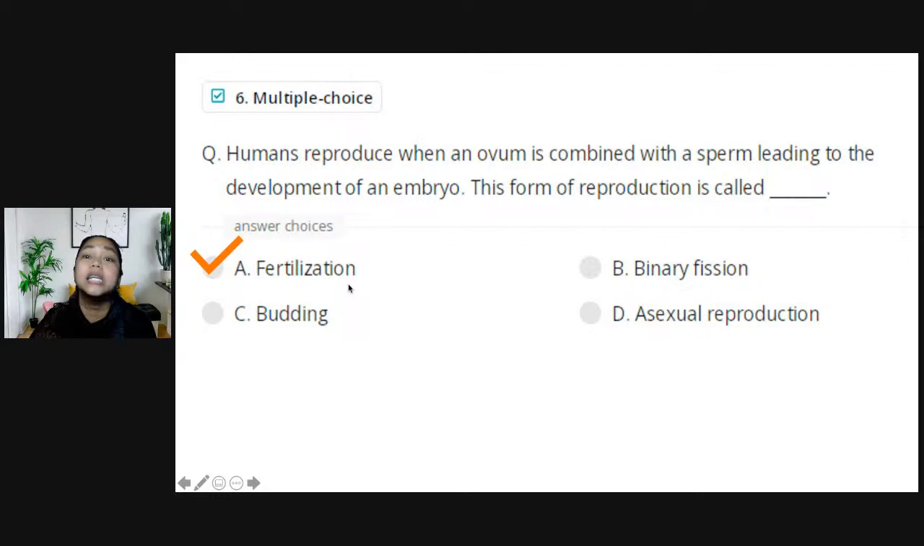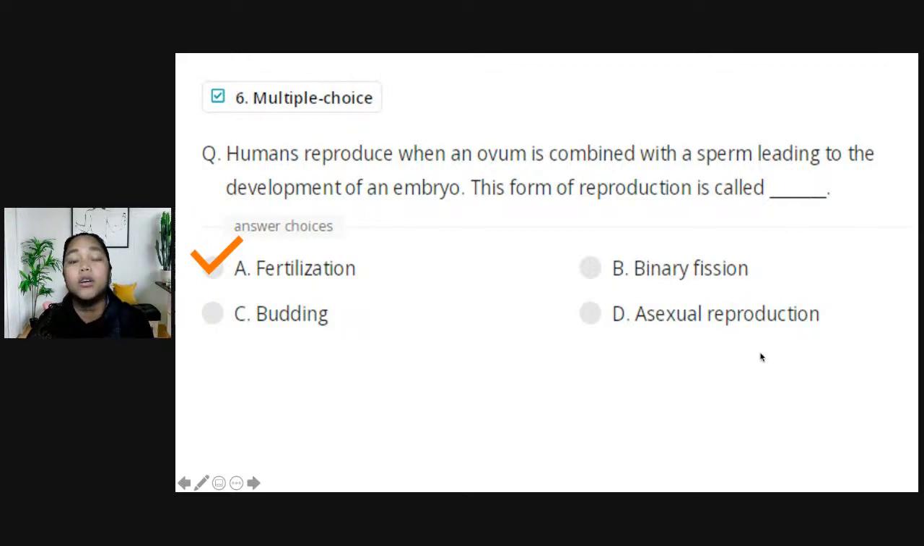Now, fertilization is the union, the coming together of the egg cell and the sperm cell. Okay, so the mom's egg cell and the dad's sperm cell, when they combine, that can produce your fetus, your zygote, your embryo, and of course the process is called fertilization. Okay, now what about the rest of the choices here? Yung binary fission mo and budding are forms of asexual reproduction.